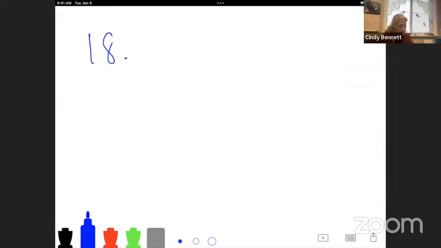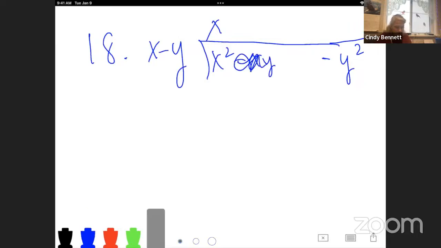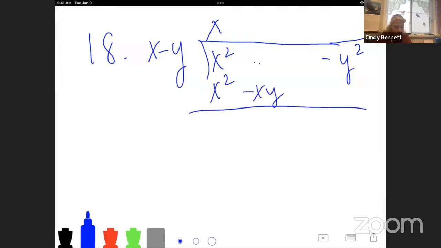Number 18, x minus y into x squared, you can see the space, minus y squared. So you know something weird is going to happen there. So x times x, and then you have to do minus xy. Okay, so I'm going to do x times x is x squared minus xy. Now, when you come down, you have to change the signs. So bring down the xy, and then the minus y squared goes over here.